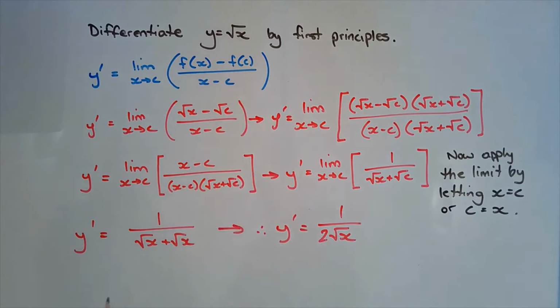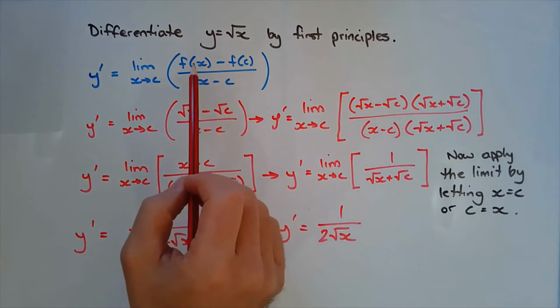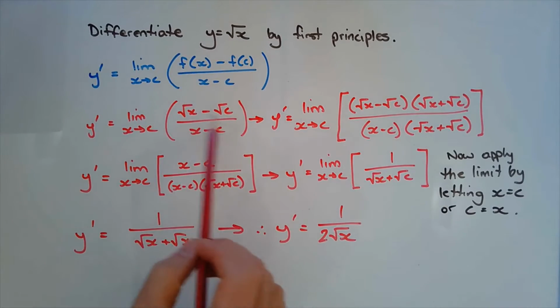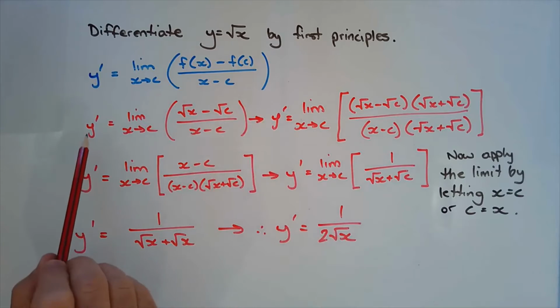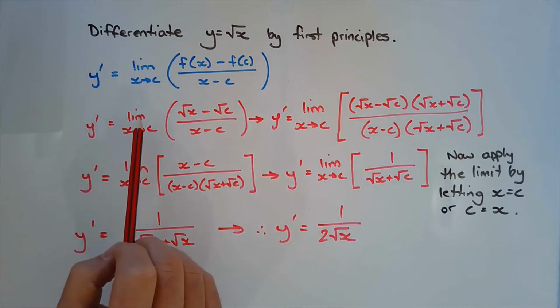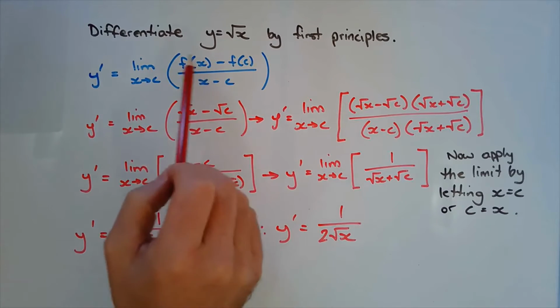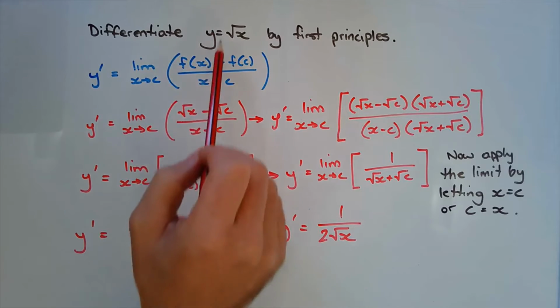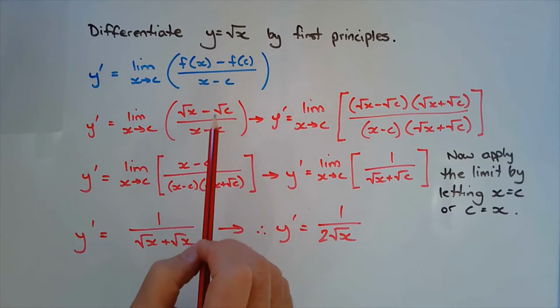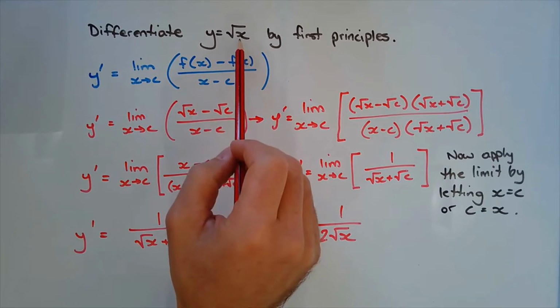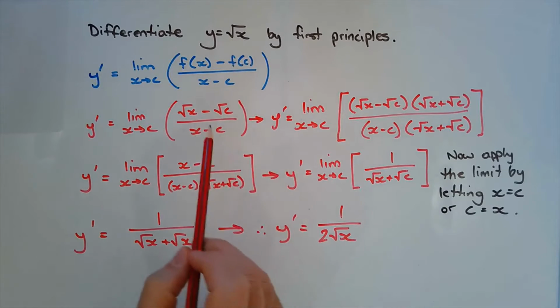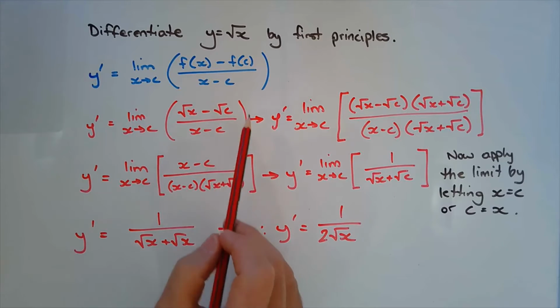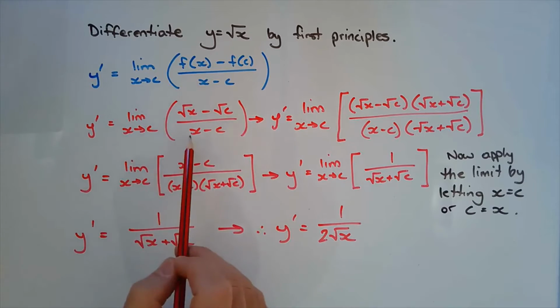Okay, so our first step is going to be, let's just substitute the f of x and f of c with the actual function. So y dash is equal to the limit as x approaches c. Now f of x is replaced with the square root of x, because that's what f of x is. And f of c is just the square root of c. So we're just replacing the x with c, over x minus c.